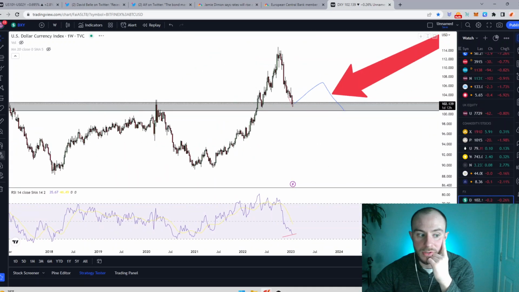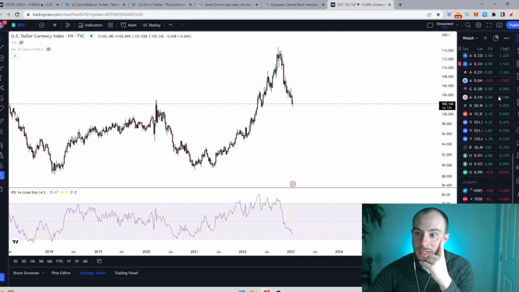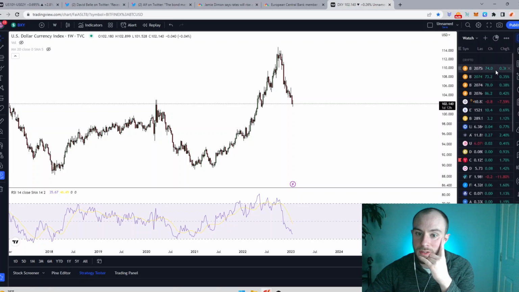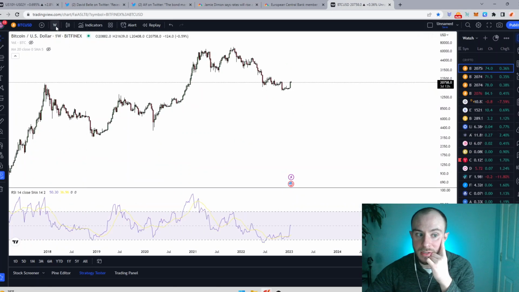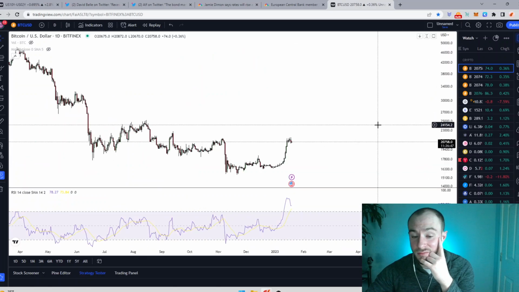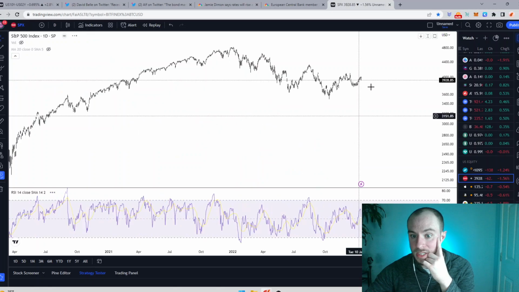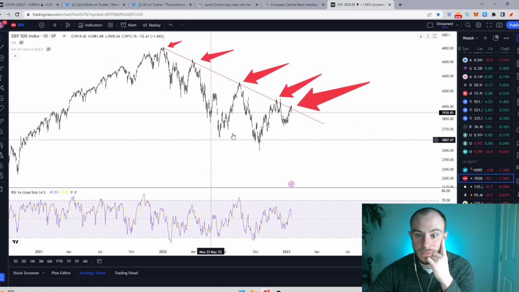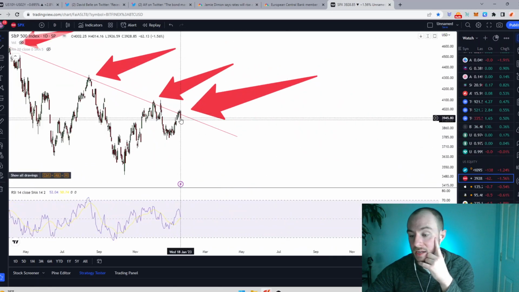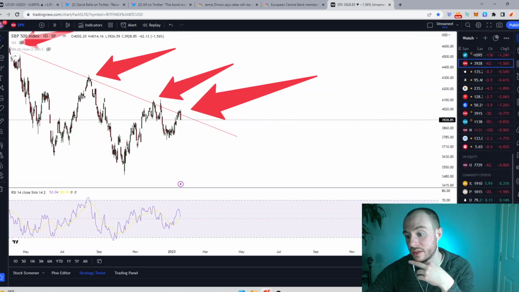Now, we have said in terms of crypto, we are expecting a pullback. We were expecting a pullback this week. We've got it, by the way. All my videos are left up, guys. We said S&P's at key resistance before you had this candle. We've got it, and we said the dollar's at support.